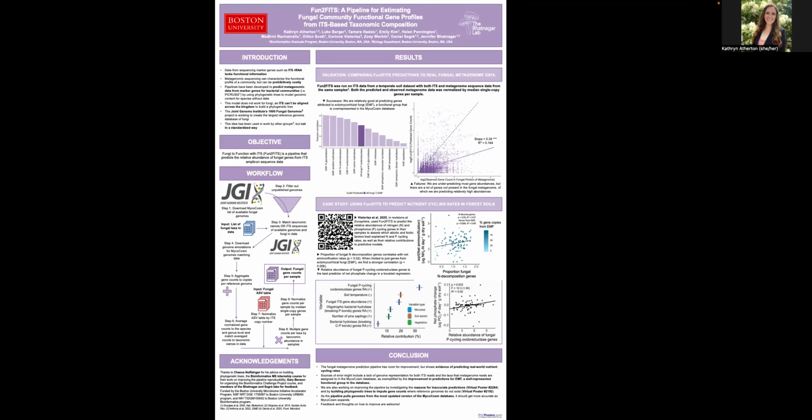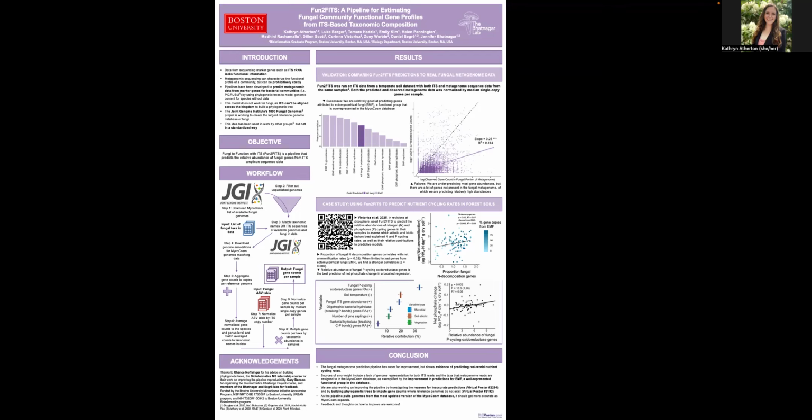Hi everyone, my name is Kathryn Atherton, and I'm excited to present our project titled Fun2FITS, a pipeline for estimating fungal community functional gene profiles from ITS-based taxonomic composition. This work is a collaboration between members of the Botniger Lab and the Bioinformatics Challenge Project course at Boston University. Let's start with the motivation behind this work.